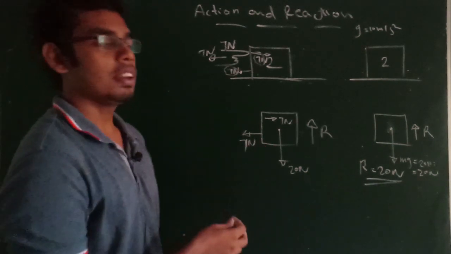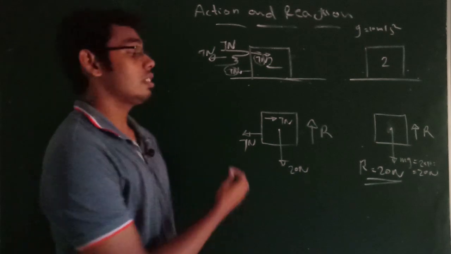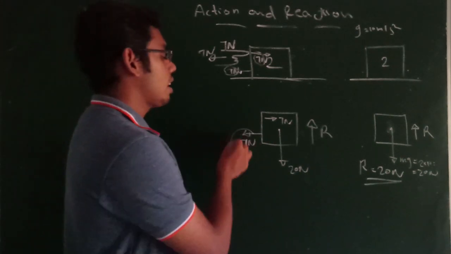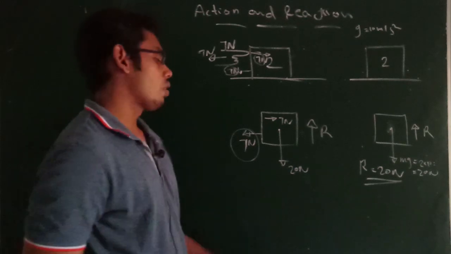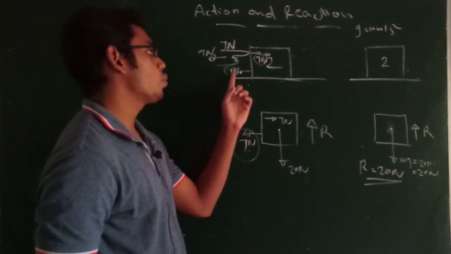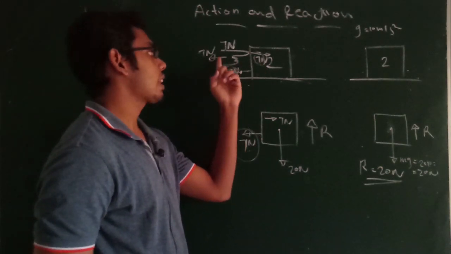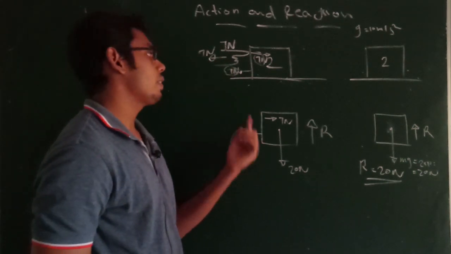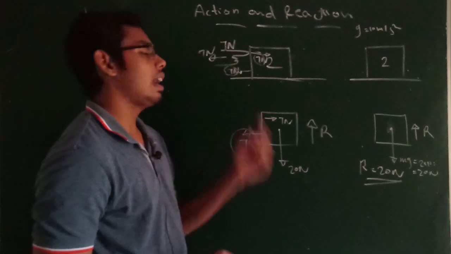Do you feel anything wrong in this drawing or in this marking? Yes, this is wrong. This 7 Newton is not here, because this 7 Newton is the reaction force of the 7 Newton which is acting on the hand of the person. So we want to consider this 7 Newton when we consider the free body diagram of the hand.